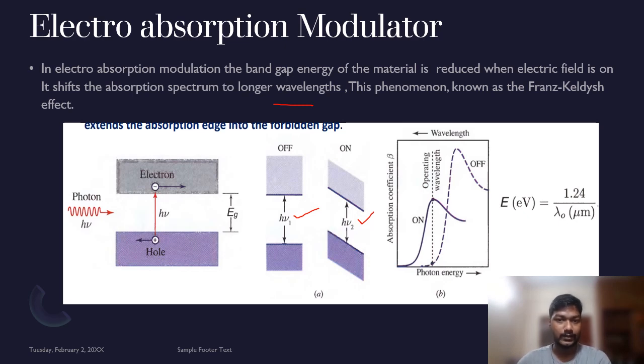What basically happens is that if the absorption is taking place at lower wavelengths, meaning higher energy, by applying the electric field we are shifting it to longer wavelengths. So now the absorption can take place at lower energy. This concludes the modulation part, in which we have discussed the acousto-optic effect, Pockel's effect, Kerr's effect, the Mach-Zehnder interferometer as an intensity modulator, and the last one, the electro-absorption modulator. In the next slides we will discuss nonlinear optics.